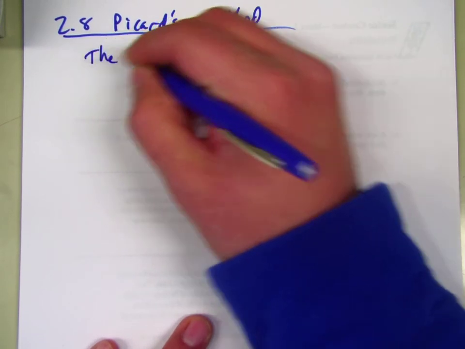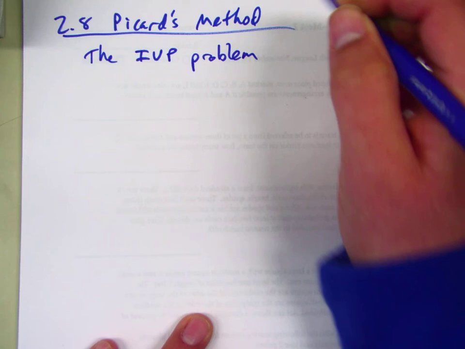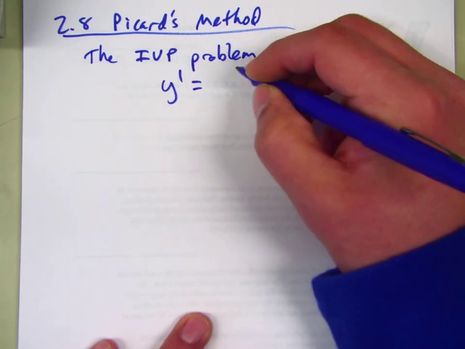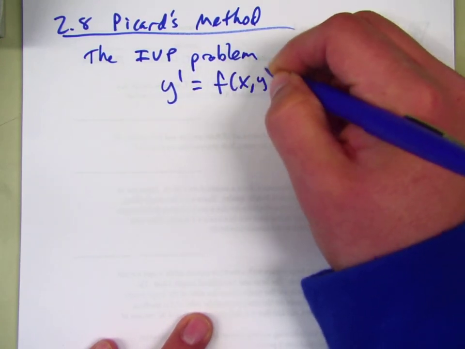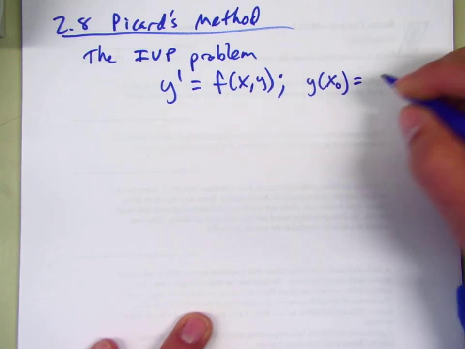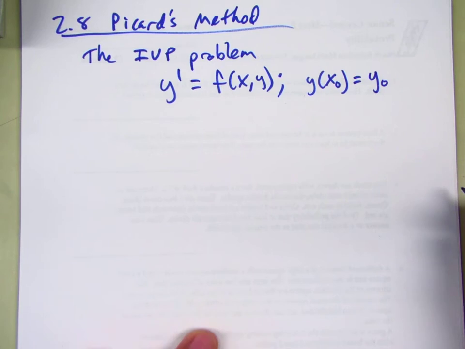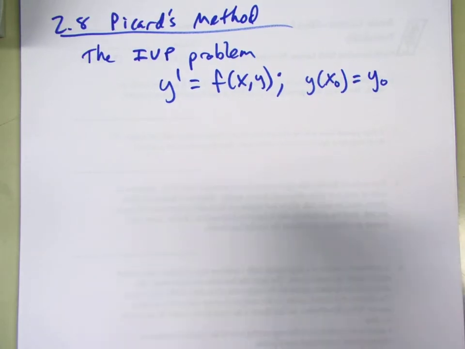So Picard's method, again, is going to be dealing with the initial value problem that we've been looking at. y prime equals some function f of x, y, with initial condition: when you plug in x naught, you get y naught. Okay, so we're going to explain the approach, and then we're going to do an example, and that's pretty much it. It's pretty straightforward.